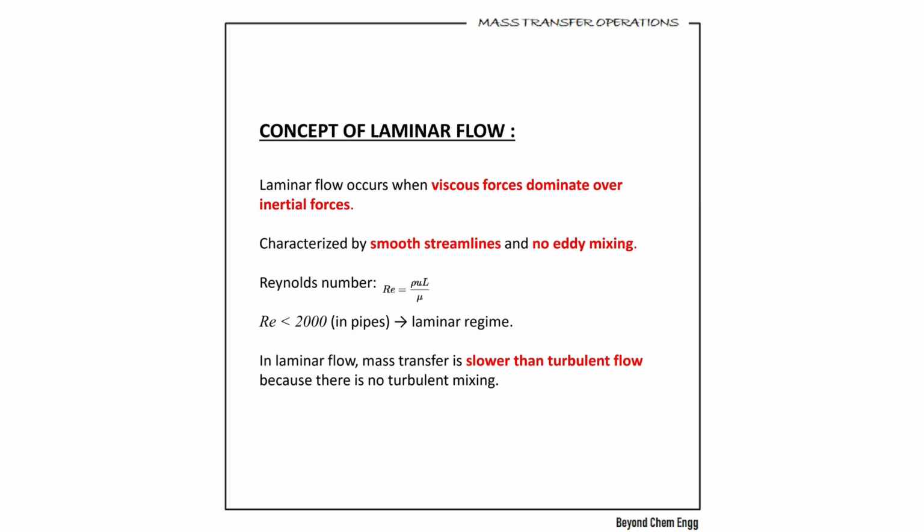Concept of laminar flow. Laminar flow occurs when viscous forces dominate over inertial forces, and it is characterized by smooth streamlines and no eddy mixing. Reynolds number, Re, is given by rho u L divided by mu. When the Re value is less than 2000 in pipes, it is called the laminar regime. In laminar flow, mass transfer is slower than turbulent flow because there is no turbulent mixing.